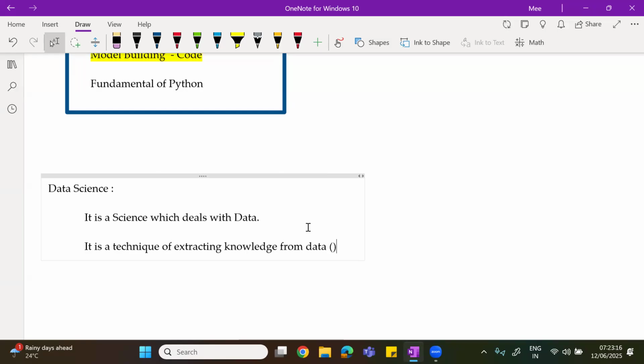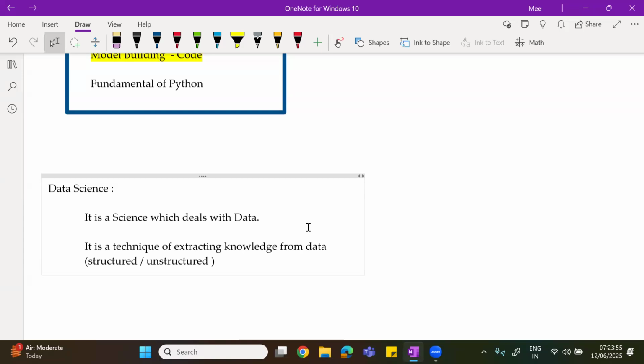Now, data can be structured or unstructured. Structured means it is properly arranged, in a proper format. So you can directly use that and do the necessary analysis. What is unstructured? Unstructured means you can't directly use that data. There will be a lot of errors, and it is not properly organized. Then you have to organize it and then do the things.